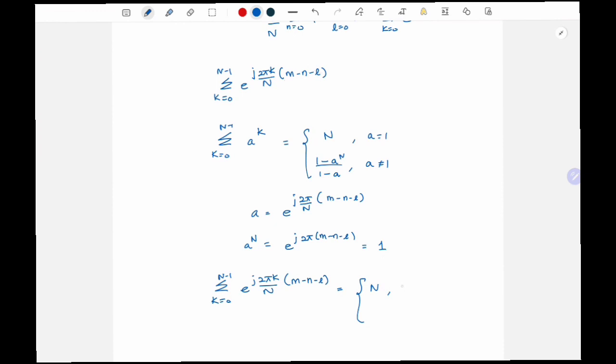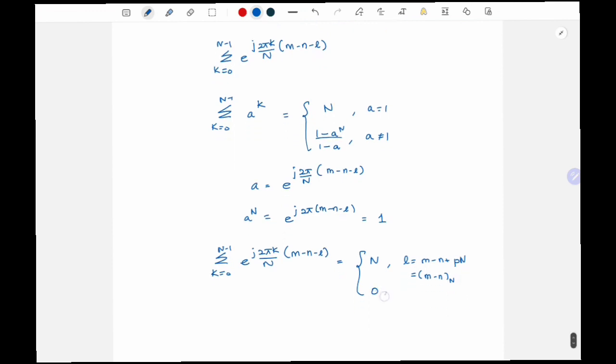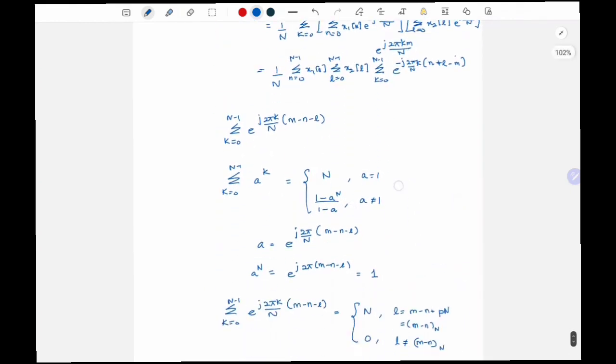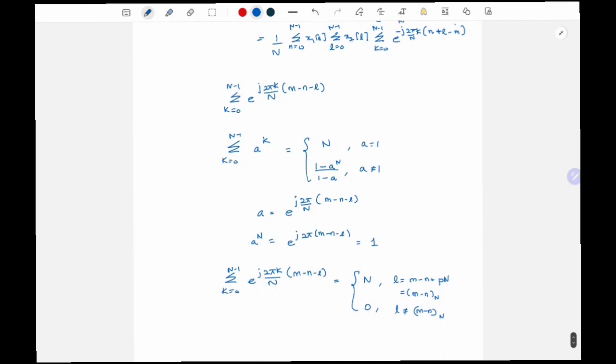Or I can say my l is equal to m minus n plus Pn. Or in other words, since I have a circular thing, this is nothing but m minus n modulo n. And it is 0 for any other case of l, l not equal to m minus n modulo n. So now if I substitute that here, what will I get? I'll get n, and my l is nothing but m minus n modulo n.